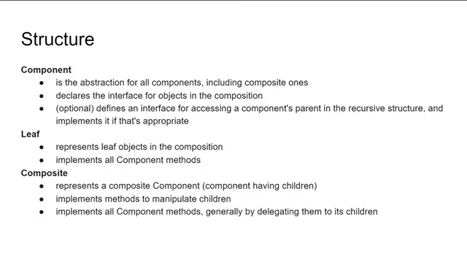Second is the leaf class, which represents leaf objects in the composition. Implements all component methods. The last one is a composite class, which represents a composite component, or in other words, a component having children. Implements methods to manipulate children, and implements all component methods, generally by delegating them to its children.